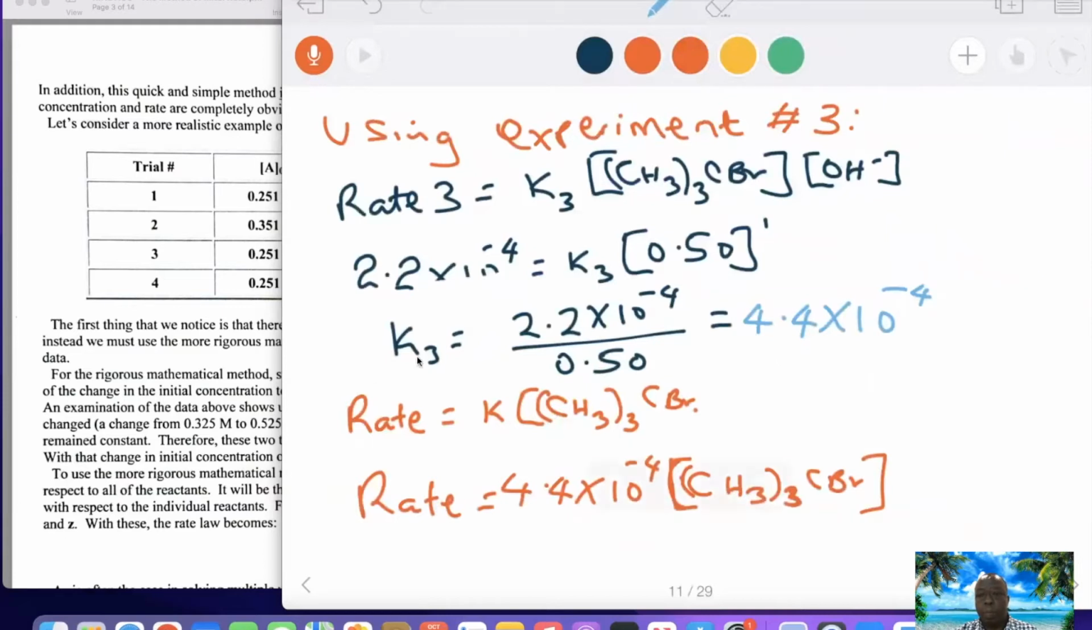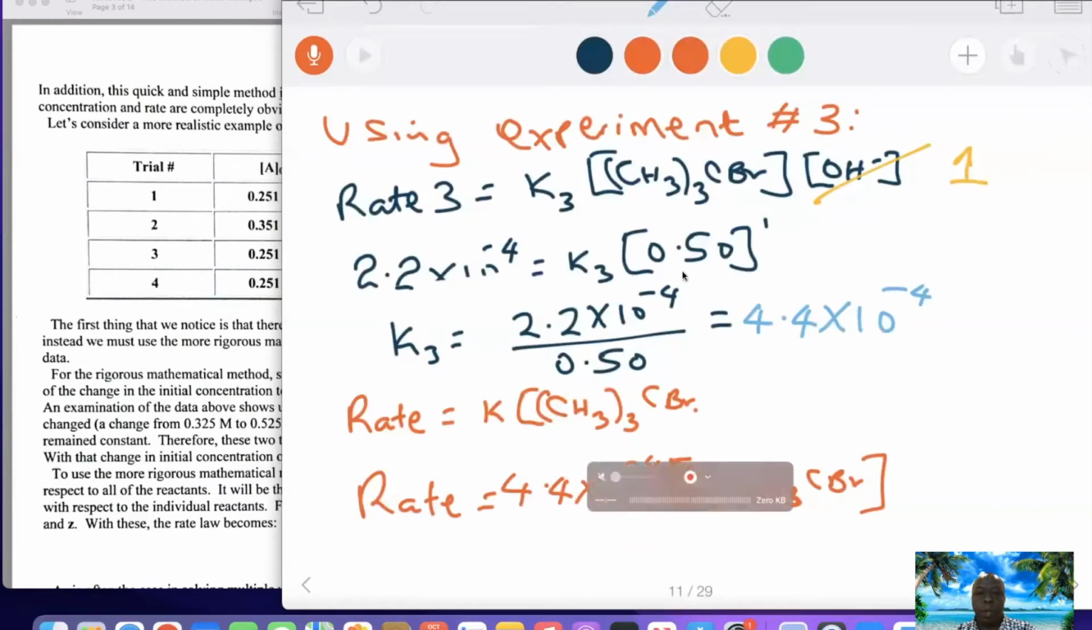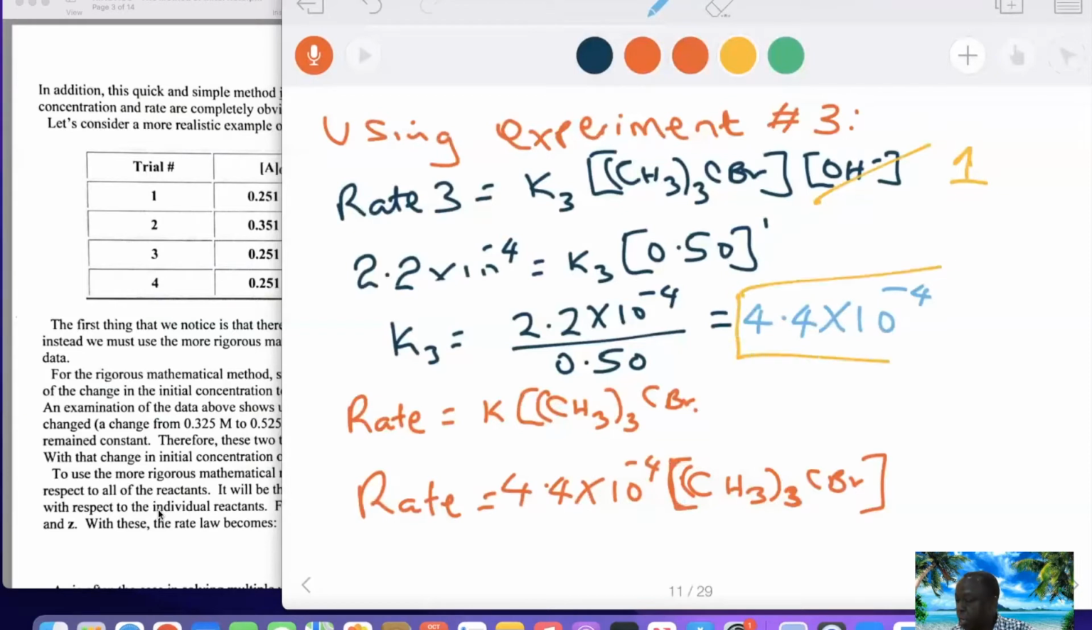Remember the reaction order with respect to hydroxide is 0, which means this one will just be 1. Any number raised to 0 is 1, which means we will only use the rate for experiment 3, the rate constant for trial 3, same raised to 1. If we divide both sides by 0.350, which is the concentration, it turns out that this is the constant, and eventually the rate law.